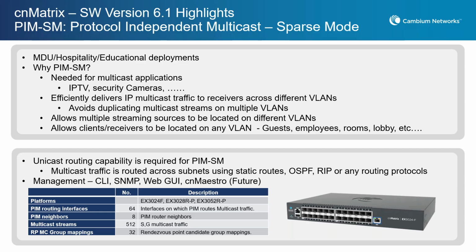Now, PIM-SM is not supported on every one of our switches. It's supported on our EX3K switches. So it's listed down here, the 3024F, the 3028R-P, and the 3052R-P. We support 64 PIM routing interfaces, 8 PIM neighbors, and 512 multicast streams. Rendezvous point candidate group mappings, we support 32. So this is PIM-SM.